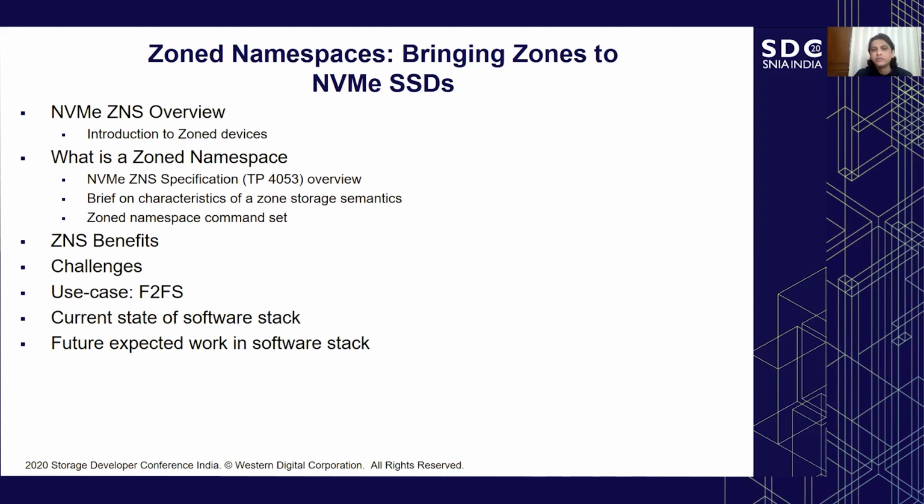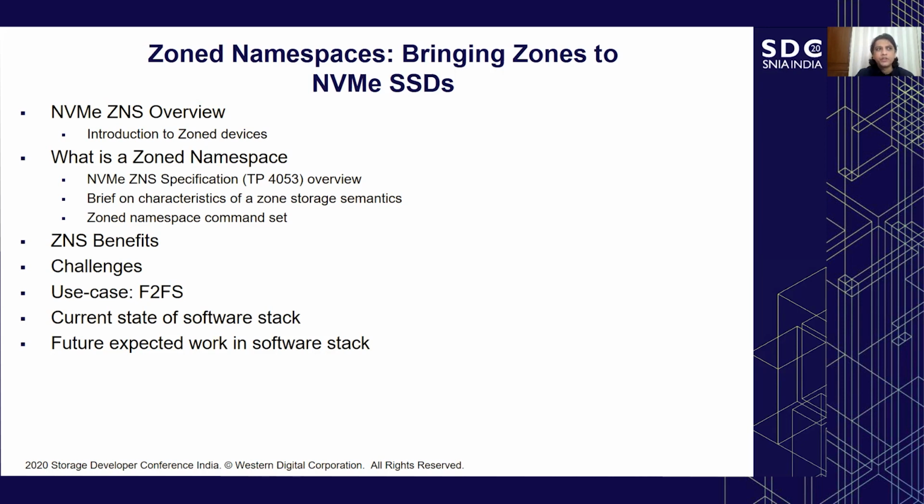To give a brief introduction, ZNS devices are a subset of zoned block devices, and zoned block devices generally refer to devices which expose the media in form of zones. Zones are nothing but logical entities within that media, and we have SMR devices, which are zoned devices, but they're hard disks, and they are shingled magnetic recording devices. So these devices also come under the zoned block devices.